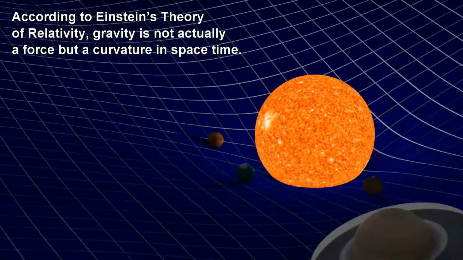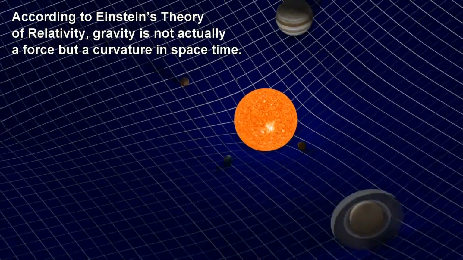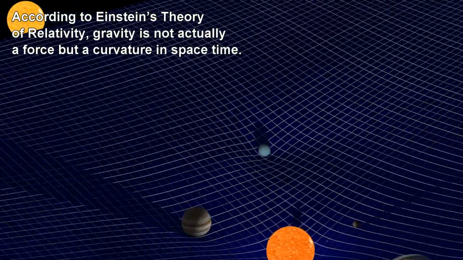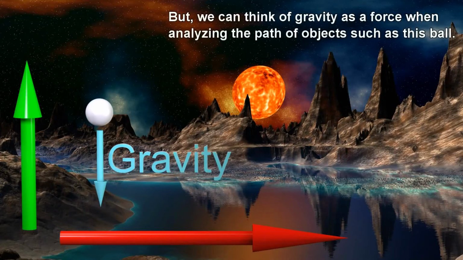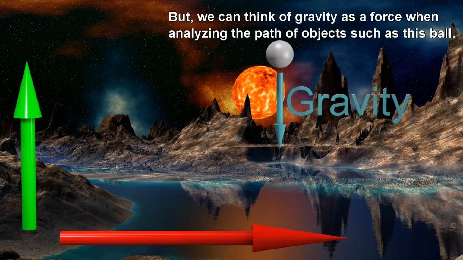According to Einstein's theory of relativity, gravity is not actually a force, but a curvature in space-time. But we can think of gravity as a force when analyzing the path of objects such as this ball.